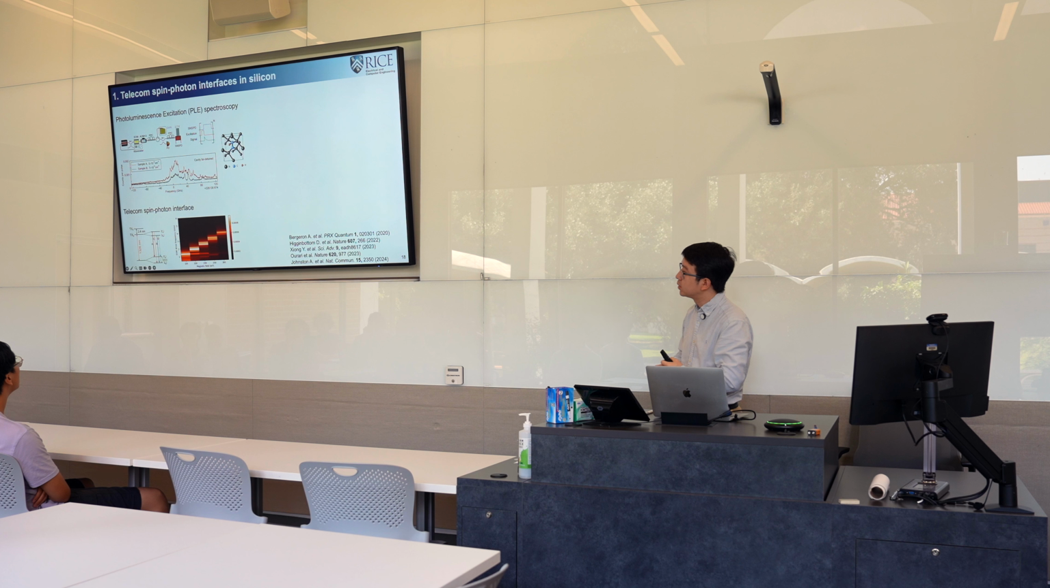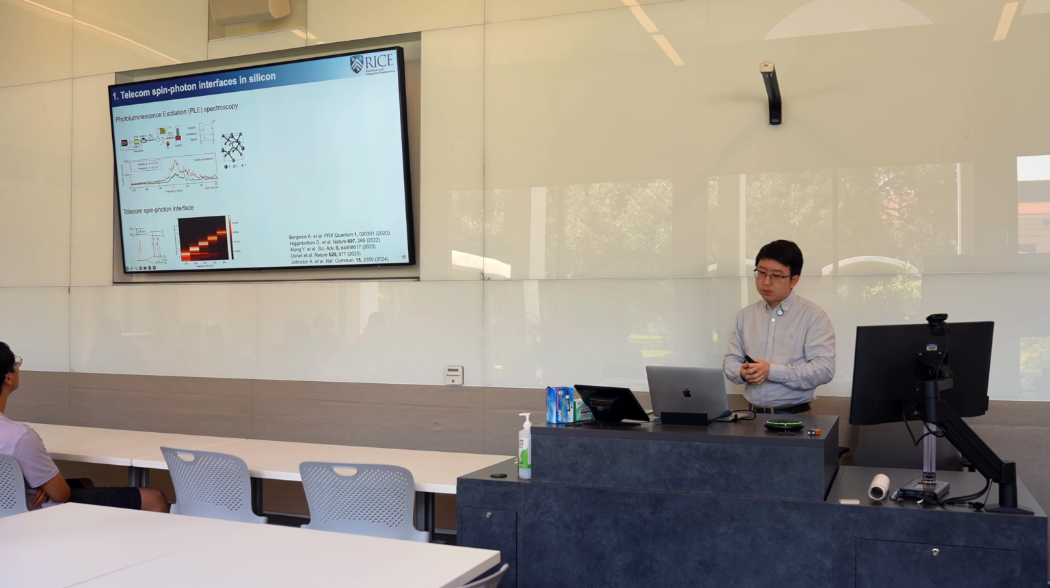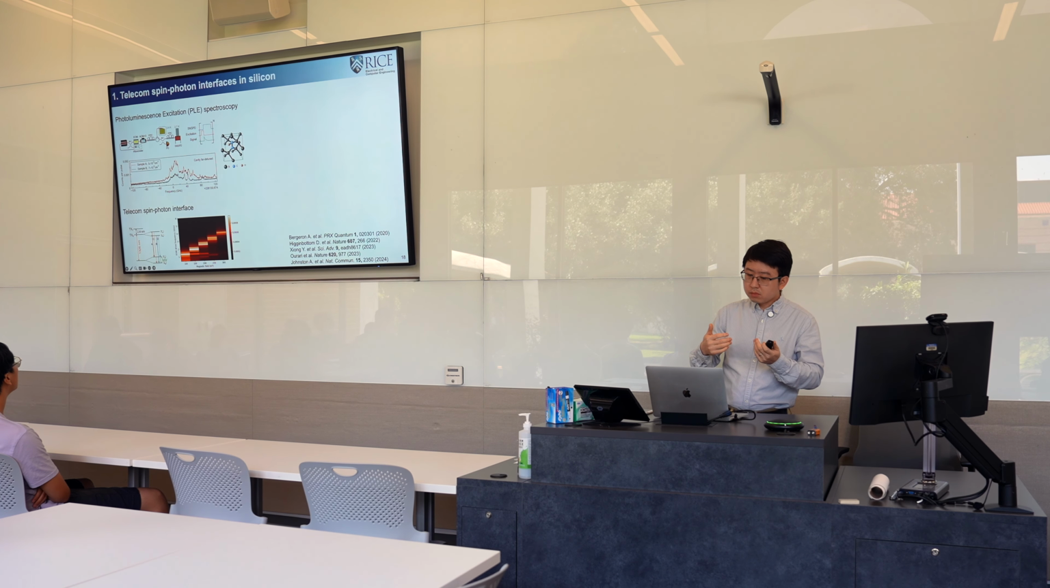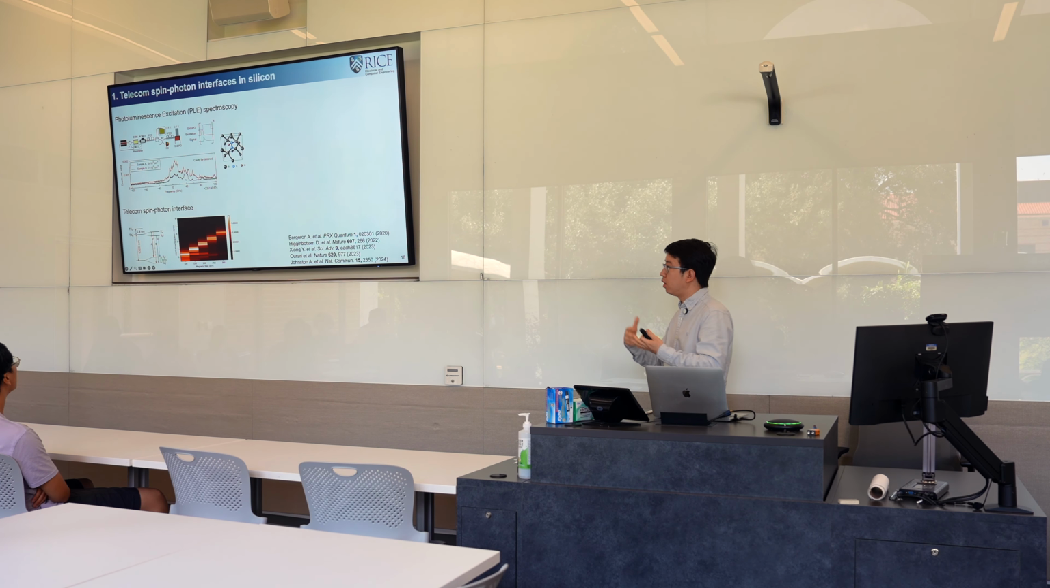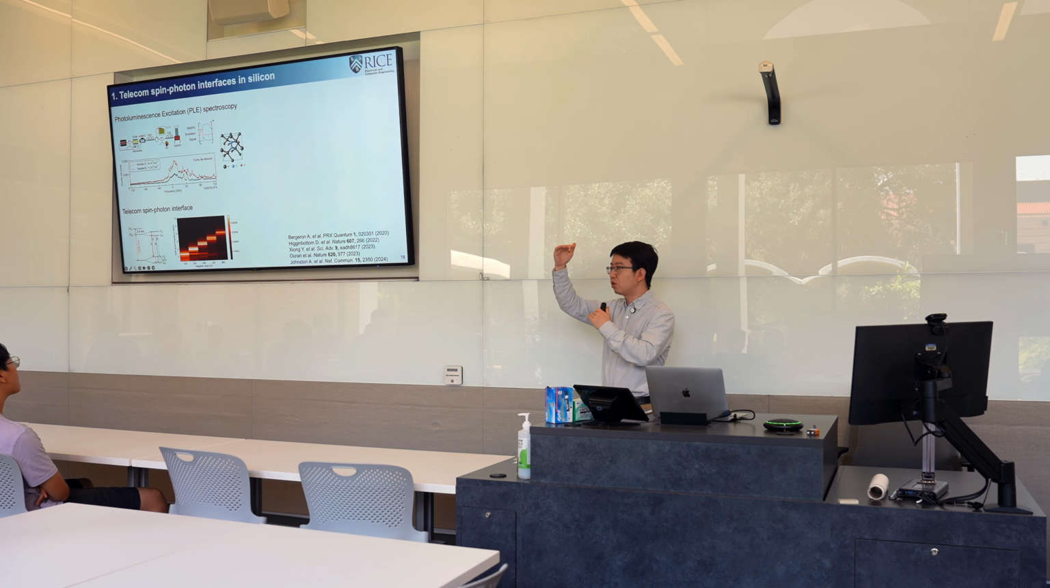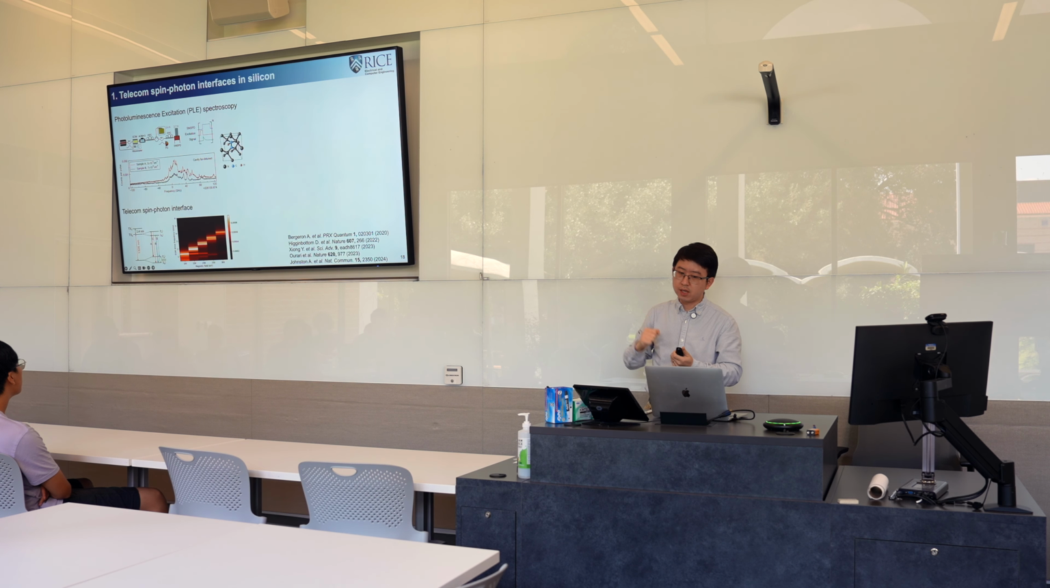Okay. So if you apply a magnetic field, as I mentioned, the ground state of the T-center is actually a spin half system. The excited state is also spin half. So now instead of a single transition, you will have 4 transitions, right? Now it's 2 times 2.